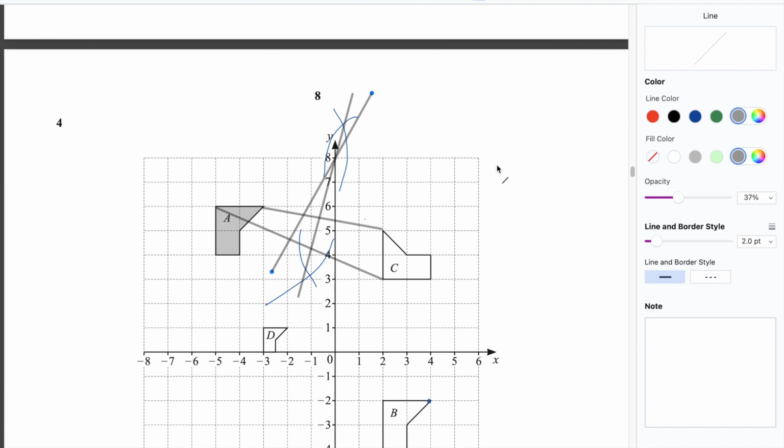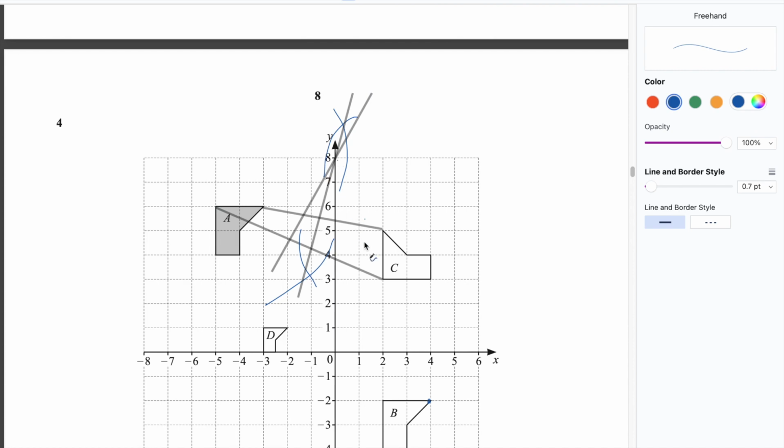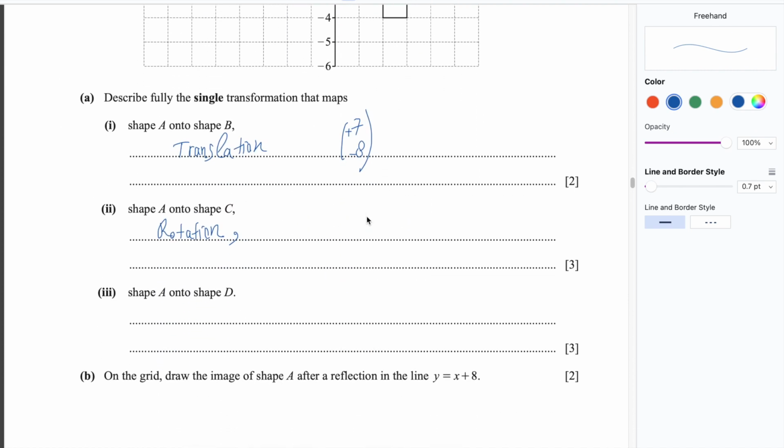I cannot use a compass here. So they will meet each other at point (0, 8). So the center will be point (0, 8).